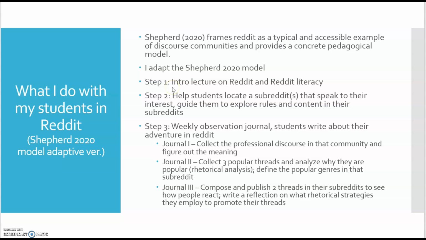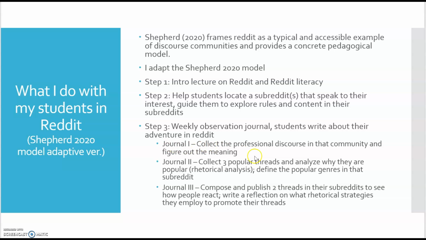Step 1, I give them an intro lecture on Reddit and Reddit literacy. Step 2, I help them to locate a subreddit or subreddits that speak to their interest, and guide them to explore rules and content in their subreddits. Step 3, I ask them to write weekly observation journals. They will write about their adventure in Reddit. And here are more details about the observation journal.